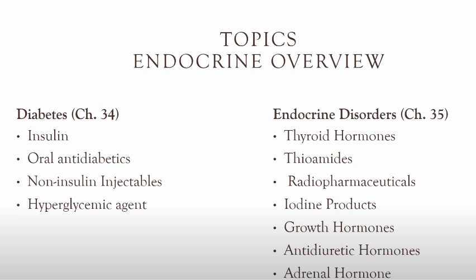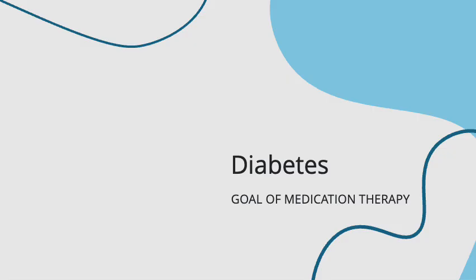Medications for the endocrine system. So we're going to be looking at medications for diabetes, and then we're going to move on to some other endocrine disorders like thyroid and adrenal problems.